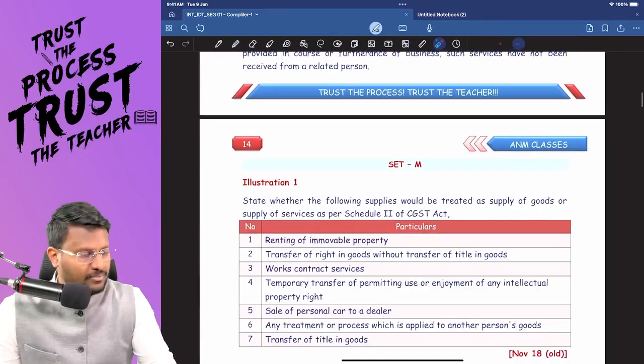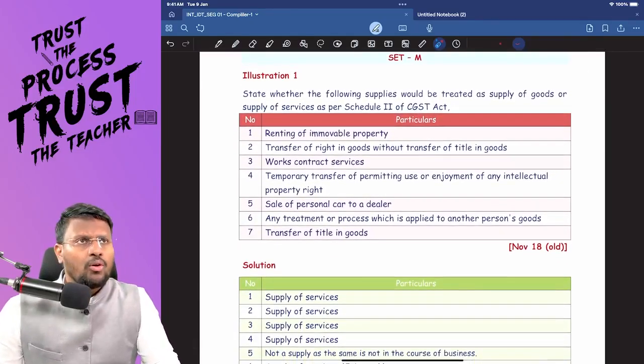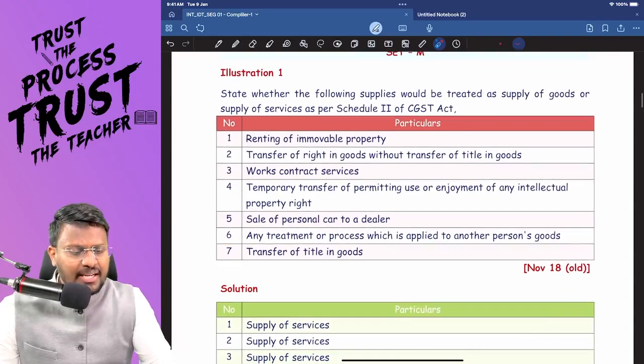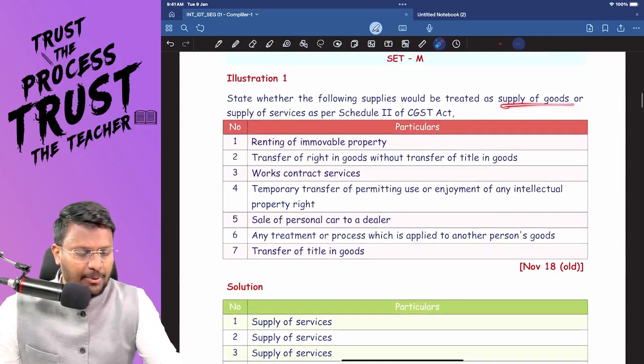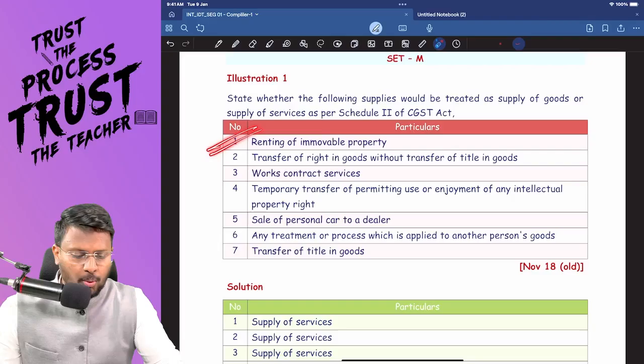Very comfortable, sir. We are moving into the past examination question. How? From chapter what? Supply, examination, they are testing. State whether the following supply would be treated as supply of goods or supply of service as per what? You tell me, renting of immobile property.